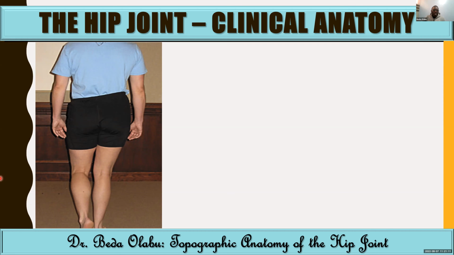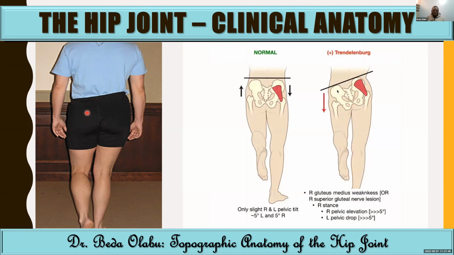Look at this image. We are seeing somebody who is facing away from us. So the right lower limb is on the ground supporting, and the left lower limb, as we can see, is lifted off the ground. And because of that, we can see that the pelvis has tilted down on the side that is lifted up. That pelvic tilt is not a normal one. It is because of some injury that this person may have had.